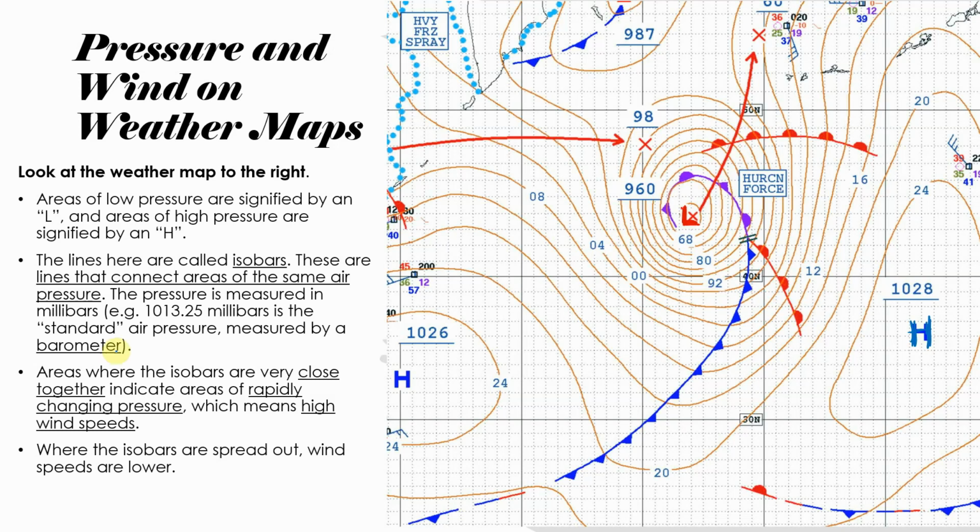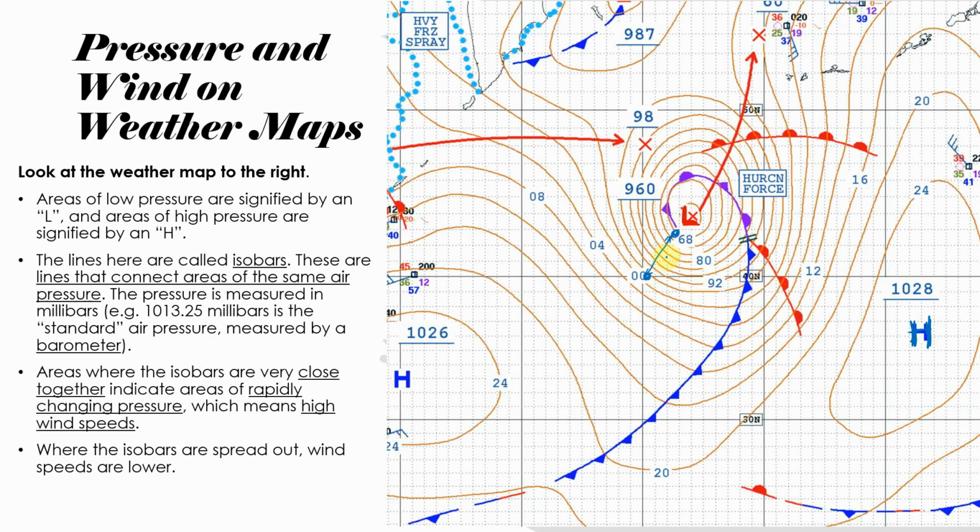And just a reminder, we measure air pressure with a barometer. That's the scientific device that we use to measure air pressure. You can also note that where the isobars are very close, like close to this L right here, this indicates that the pressure is changing very, very rapidly. So that means not too far away, say over here, the pressure is a lot higher than it is over here. So in a very small distance, there's a huge difference in pressure.